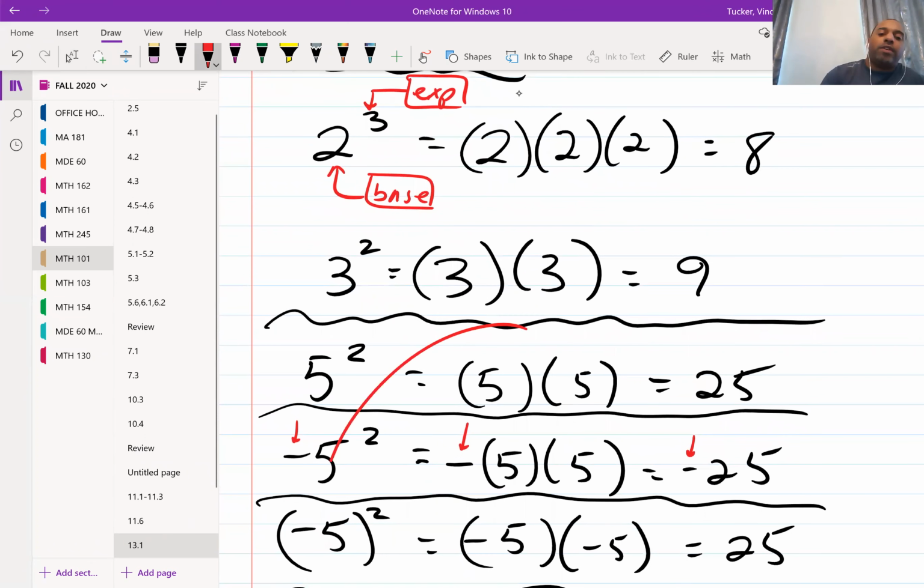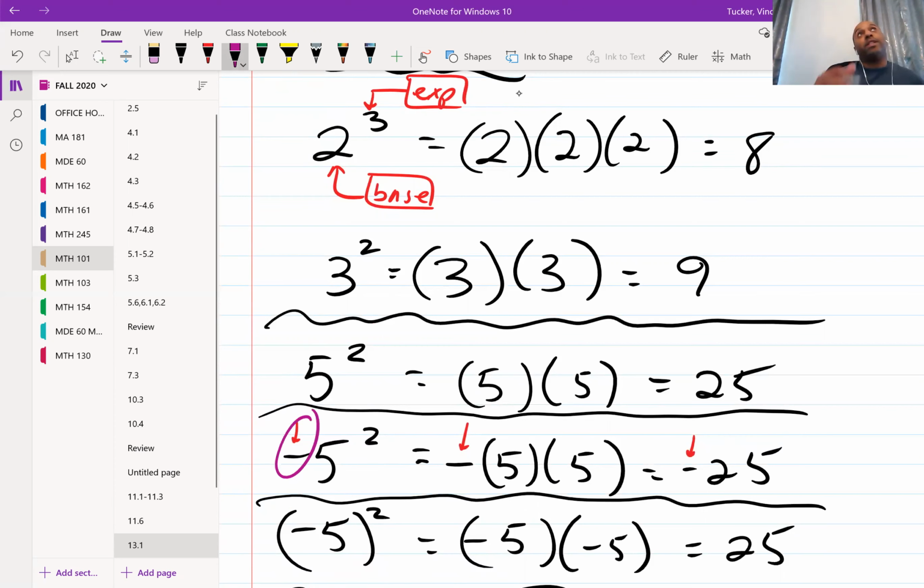So now right here, when we're using our exponents and involving a negative, we have to be careful if we have a negative in our parentheses versus not using parentheses at all. So in this first one, 5 squared is just 5 times 5, which is 25. In the second one right here, negative 5 squared, notice the negative is sitting on the outside.